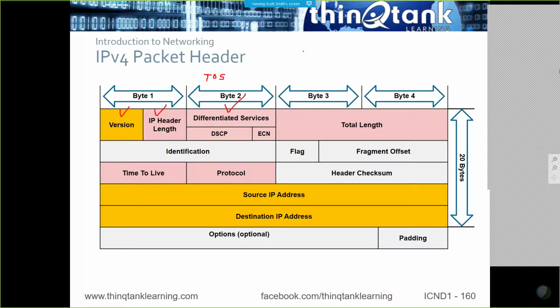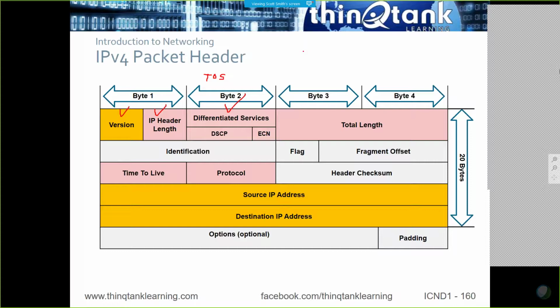You can get a media envelope for media mail processing. You can get an express envelope for express mail processing. So what this field allows us to do is mark the packet with a number. And that number is called a differentiated services code point. That's what DSCP stands for, differentiated services code point. And what that number then does is allow the router to interpret that number and then apply a quality of service process to that packet.